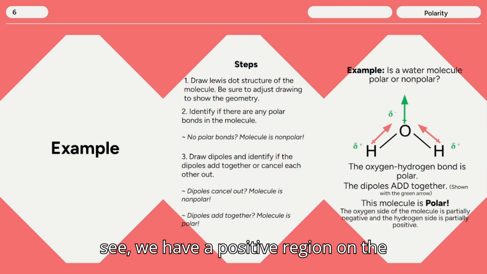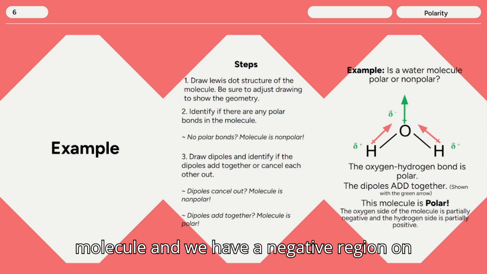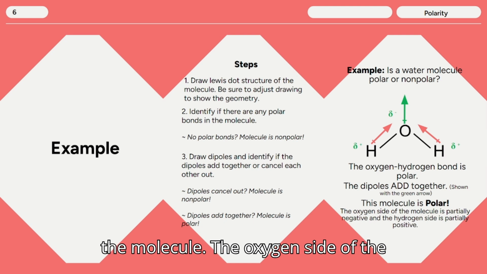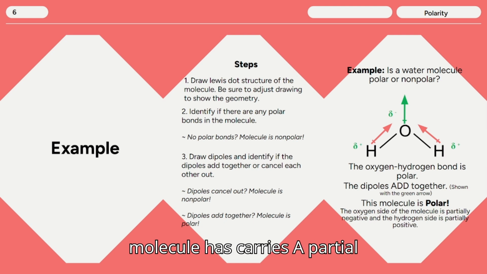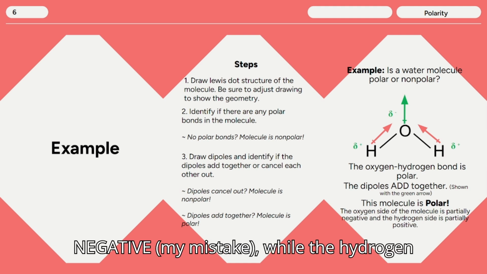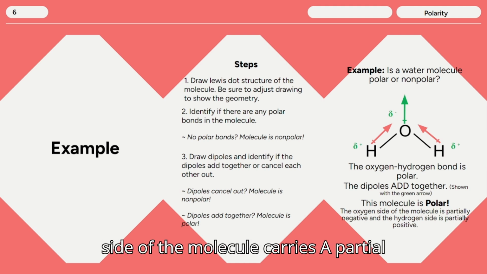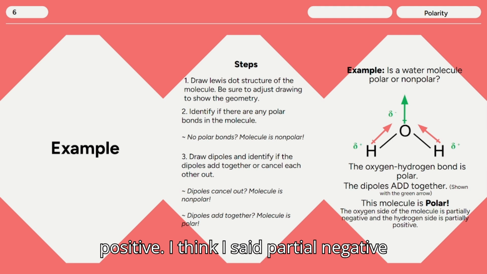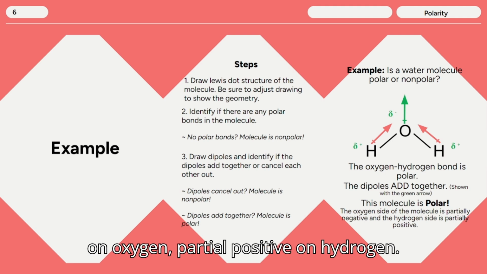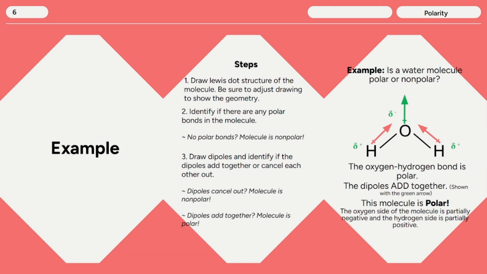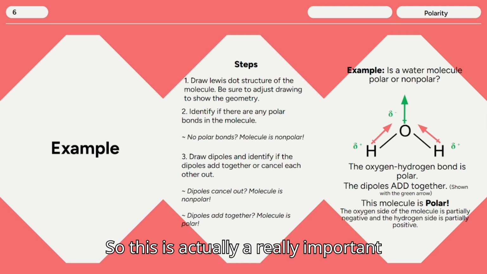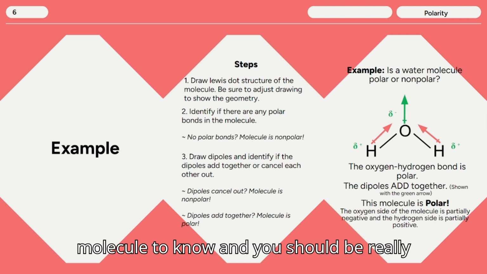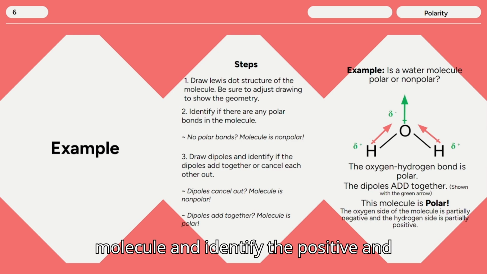As you can see, we have a positive region on the molecule and a negative region on the molecule. The oxygen side of the molecule carries a partial negative, while the hydrogen side of the molecule carries a partial positive. This is a really important molecule to know, and you should be really comfortable being able to draw this molecule and identify the positive and negative regions of it.